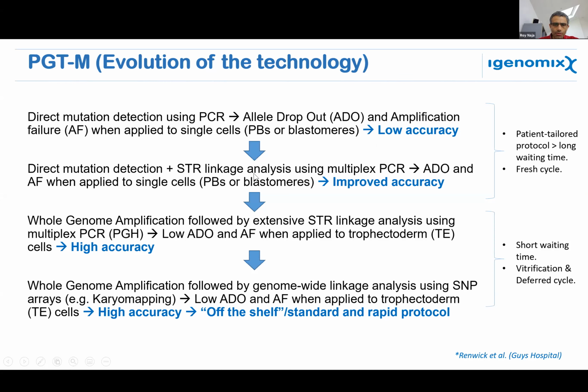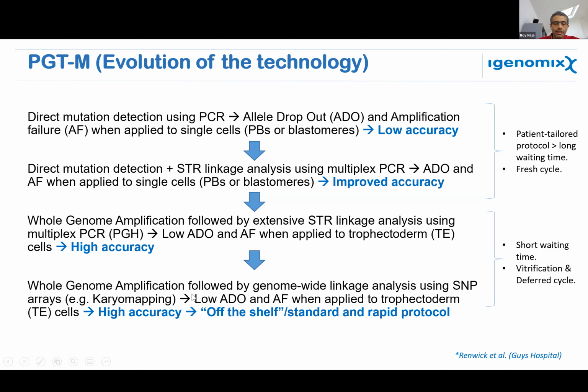Things eventually over the years got better and better. What we do now, at least in the United Kingdom, is take a trophectoderm biopsy. So no longer one cell, but up to 10 cells from a trophectoderm biopsy sample, and perform whole genome amplification on that biopsy. Once you've done whole genome amplification, you've got a lot of material, so you can do your downstream processes many times. You can repeat them many times.